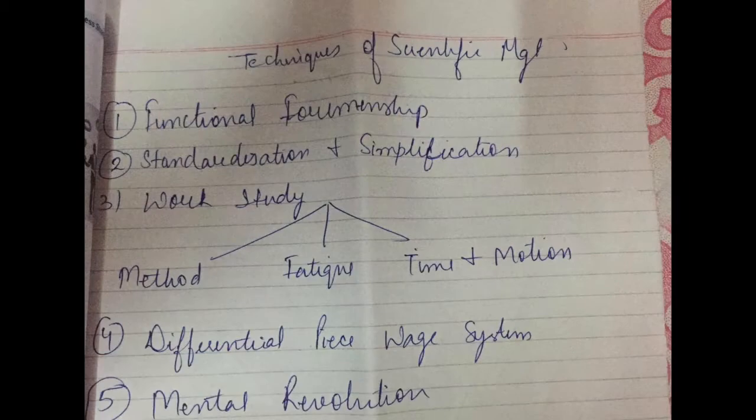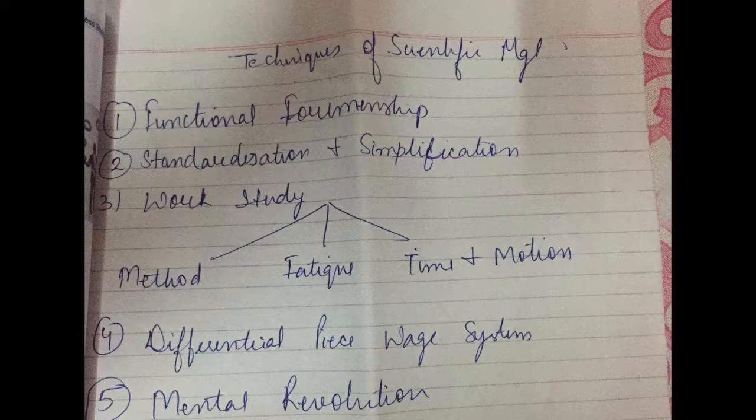So moving on to the next topic, that is the scientific techniques of Taylor. Taylor has given 7 techniques of scientific management. Let's start with the first point, that is functional foremanship. Under this point, Taylor suggested the technique of functional foremanship in order to improve the quality of supervision and control of work. In this scheme, the task of supervision is divided into several specialized functions, and each function is entrusted to a specialist foreman.